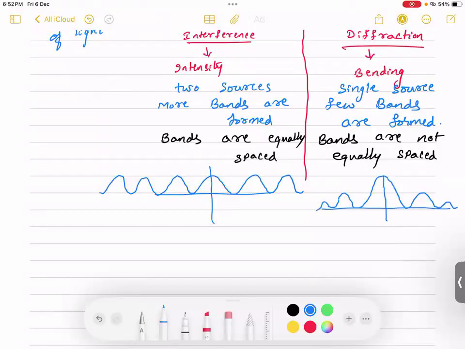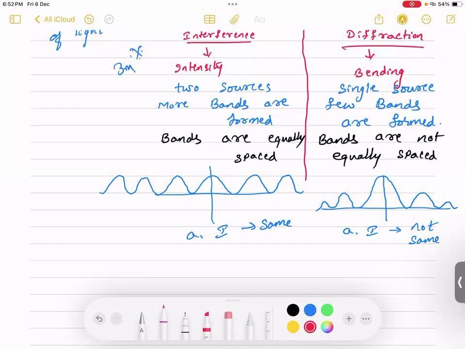So the amplitude or intensity is not the same here. But in this case, the amplitude and intensity are the same for all the bright bands. Please remember, this is very important for 3 marks.